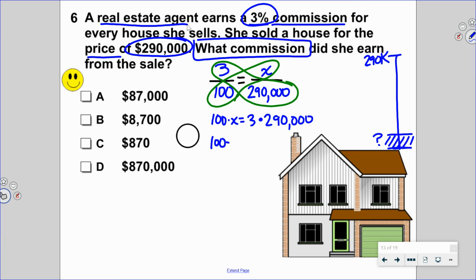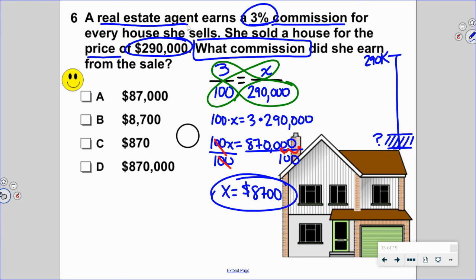We do not know what 100 times the missing number is. We do know that 3 times 290,000 will be 870,000. Dividing by 100, we'll move our decimal place over 2 times to see what seems like a very lucrative payday.